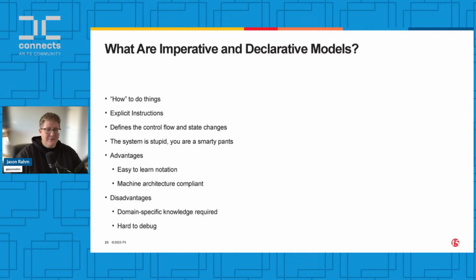And so the declarative way tries to solve the amount of ClickOps that you're recreating in an automated way. Advantages though of an imperative model is it's fairly easy to learn, and the machine architecture compliance for that. Disadvantages there, you do need to know the domain specific knowledge. You need to know that a virtual server needs a TCP profile or an SSL profile or the pools and iRules and all those things.